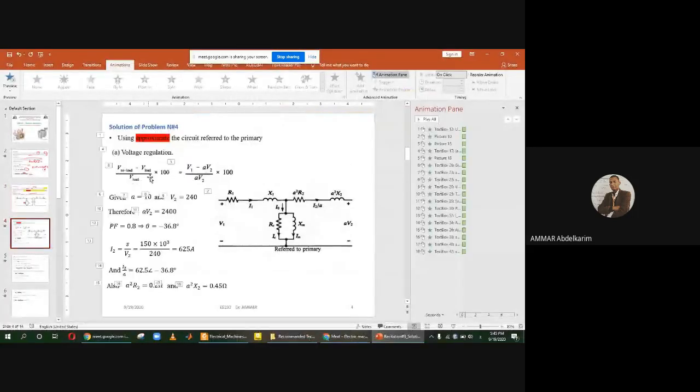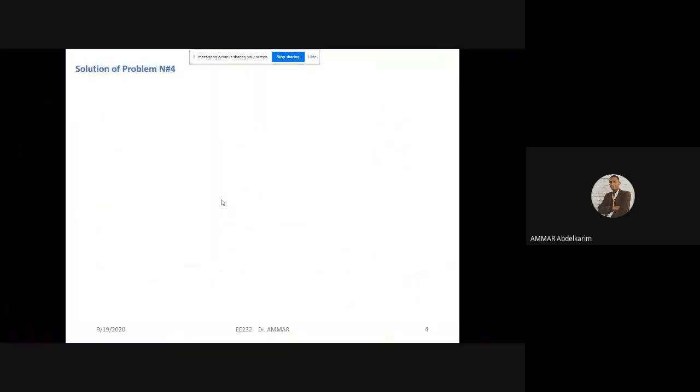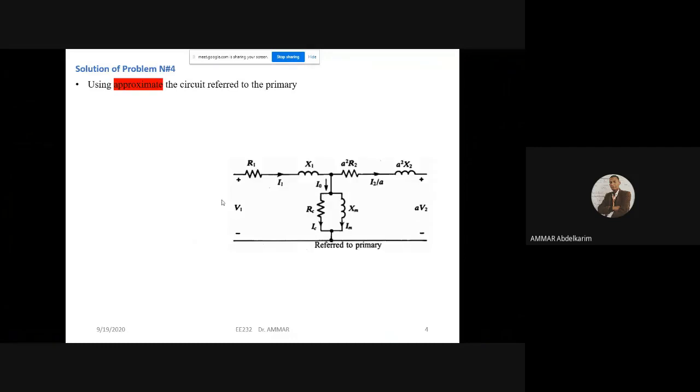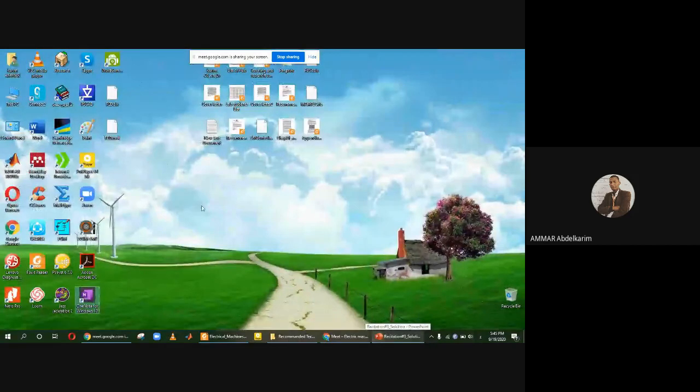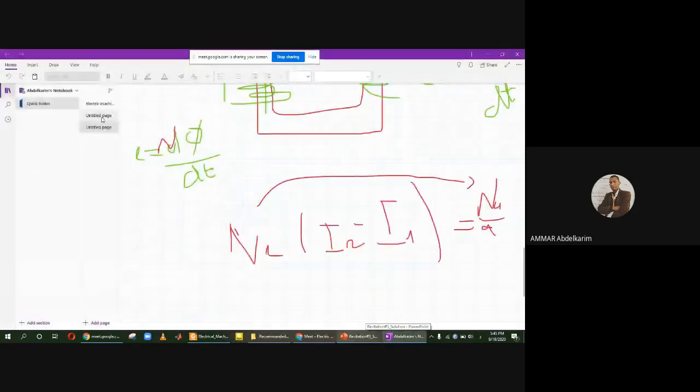We have seen that the voltage regulation is a percentage that equals what? The difference between the voltage at no load state minus the voltage in the load state, over the voltage in full load state. Let's try to use a table.